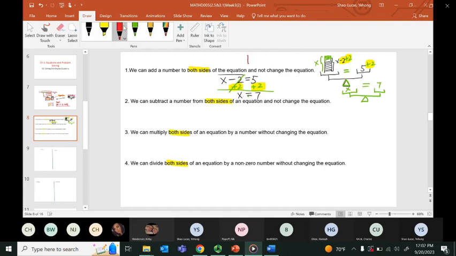So I'm going to draw a line to separate the left-hand side and right-hand side. And you can see on the left-hand side, what's the operation I did? Plus 2, I added 2. On the right-hand side, I added 2. So that is a legal operation, okay?